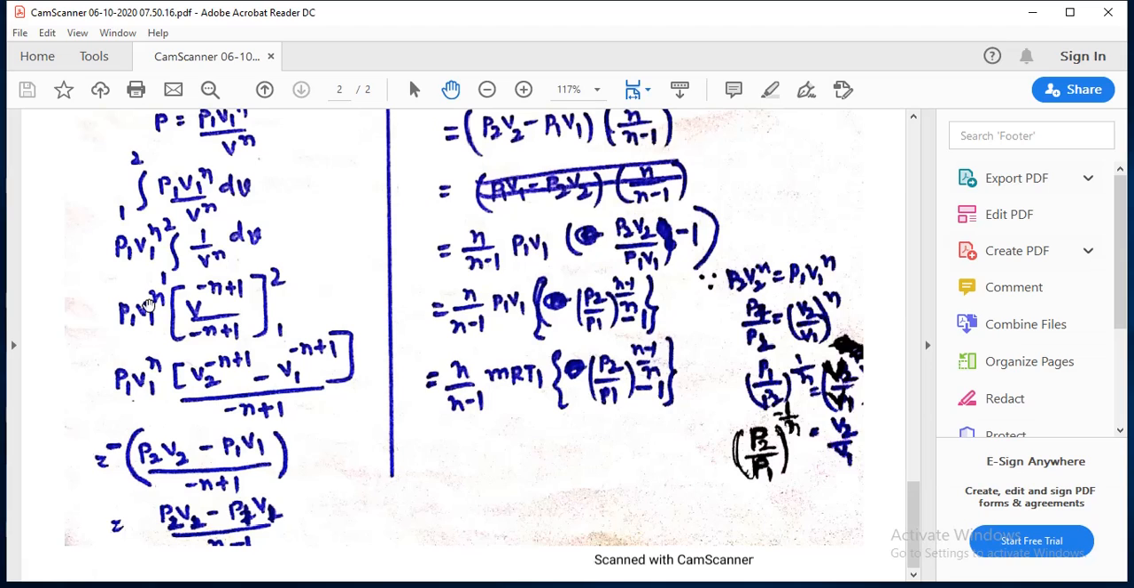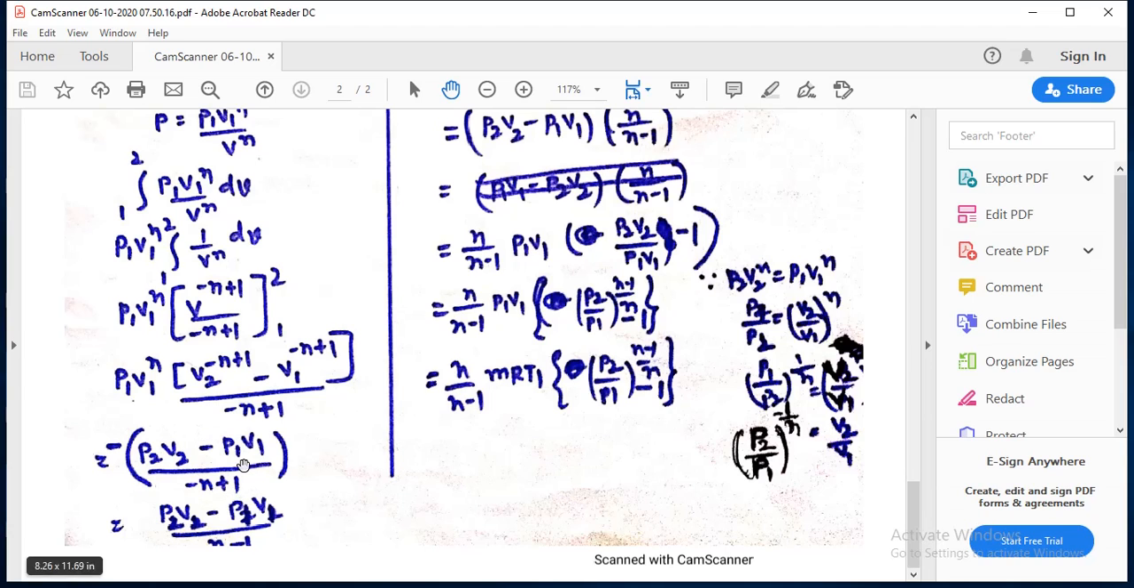So P1 V1 to the power of n, this can be written as V2 to the power of minus n plus 1 minus V1 to the power of minus n plus 1. I have applied the limits, that's all, divided by, as it is, minus n plus 1. So here P1 V1 to the power of n is also equal to P2 V2 to the power of n. Hence P2 V2 to the power of n into V2 to the power of minus n plus 1 gives P2 V2, minus P1 V1 to the power of n, I am taking as it is, multiplied by V1 to the power of minus n plus 1. It gives P1 V1. So I am going to write this as it is, that is minus n plus 1.